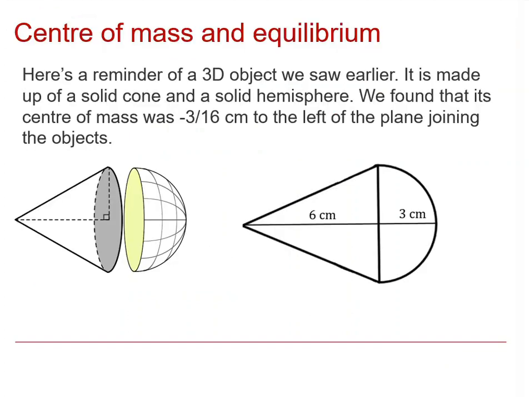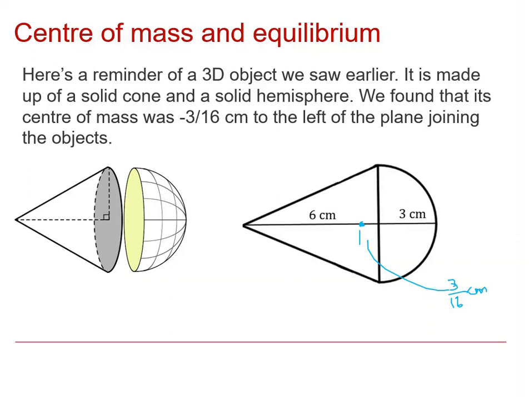Let me remind you about an earlier object we considered. It was a child's toy, and it consisted of a solid cone and a solid hemisphere with circular bases of the same size stuck together, and they were made of the same material. On the basis of that, we calculated that the centre of mass of the combined object was on the axis of the cone, and the distance was actually 3/16 of a centimetre up. In other words, just to the left of the common face.